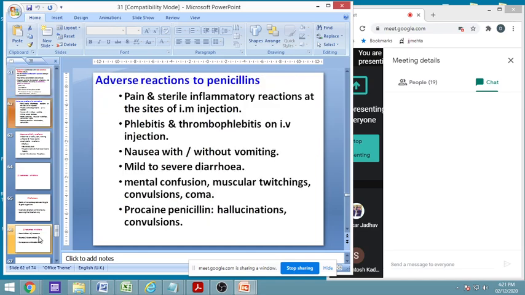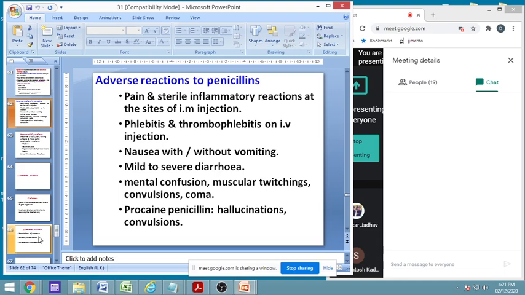What are the adverse reactions? They cause pain and sterile inflammatory reaction wherever the injections are administered. Then phlebitis and thrombophlebitis on intravenous injection. Phlebitis means inflammation of the vein or blood vessel, and thrombophlebitis means that along with inflammation there is thrombus formation nearby, so that is a problem.